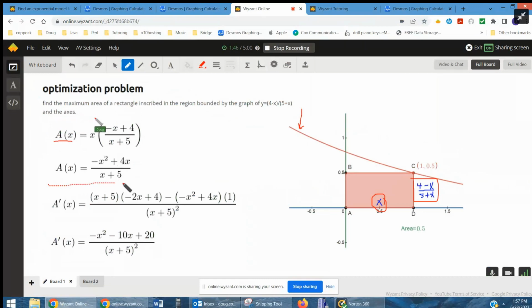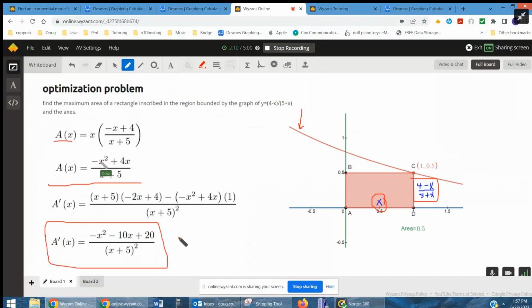In order to find out the critical number for this function, we have to find the first derivative using the quotient rule. So denominator times the derivative of the numerator minus the numerator times the derivative of the denominator, all over the denominator squared. Simplifying the numerator and putting it in descending order, there's your derivative.